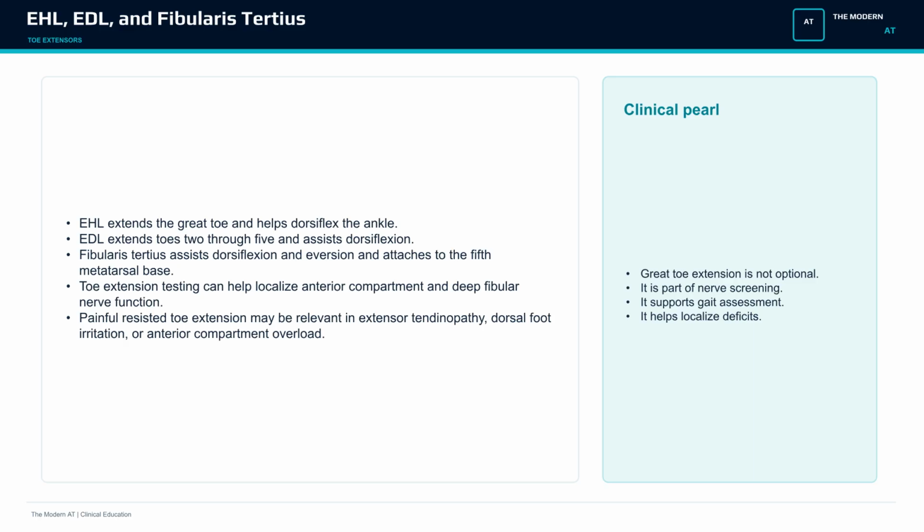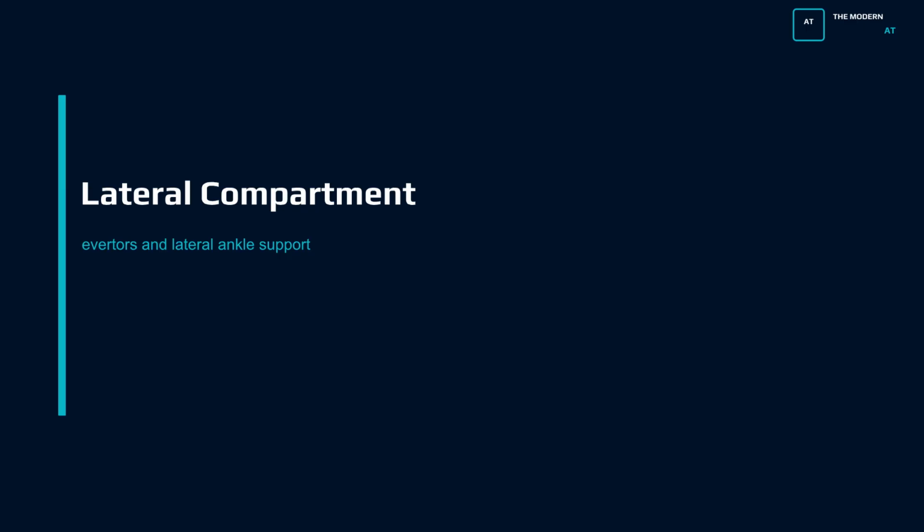Great toe extension is especially useful because it gives information about deep fibular nerve function. Weakness or pain with toe extension may suggest anterior compartment overload, extensor tendinopathy, dorsal foot irritation, or nerve-related deficit. In your exam, do not only test ankle dorsiflexion. Test great toe extension, test lesser toe extension, compare side to side, and connect the finding to gait and nerve screening.